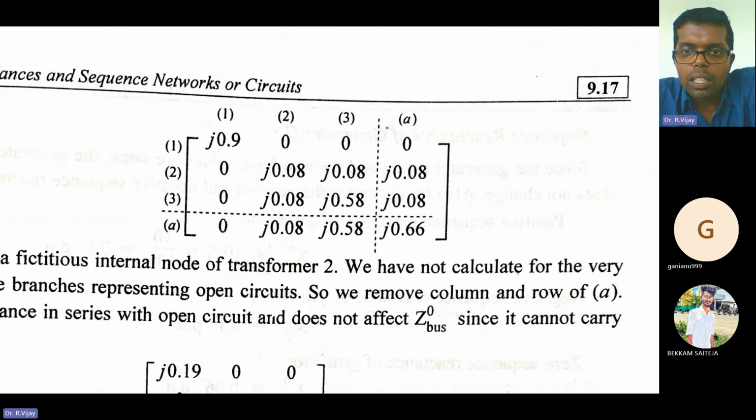So what are all the column matrix coming over here? You need to take transpose, and you need to write over here. The same thing you need to write over here.